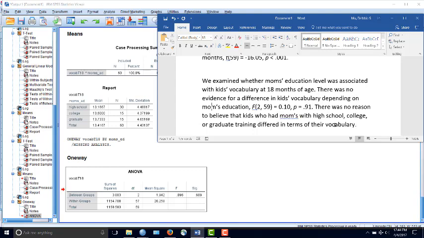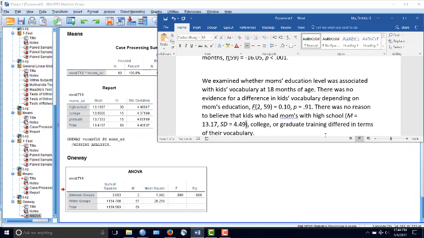So there's no reason to believe that kids who had moms with high school, college, or graduate training differed in terms of their vocabulary. But we like to put those means in. So when we say what these groups were, we can go ahead and type in the means. So 13.17, comma, space, italics, uppercase SD equals 4.49. I'm pulling this information from this means table that we had requested.